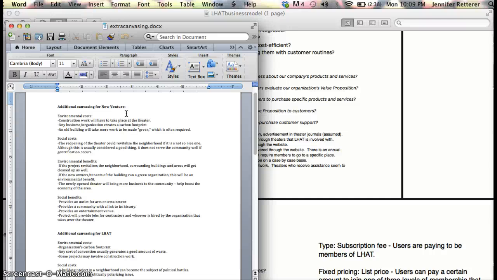So our social costs: the reopening of a theater could revitalize the neighborhood if it is not a very nice one. This is usually considered a good thing, but it does not serve the community well if gentrification occurs. So we don't really want that to happen. We would rather have it serve the community that already exists there well.